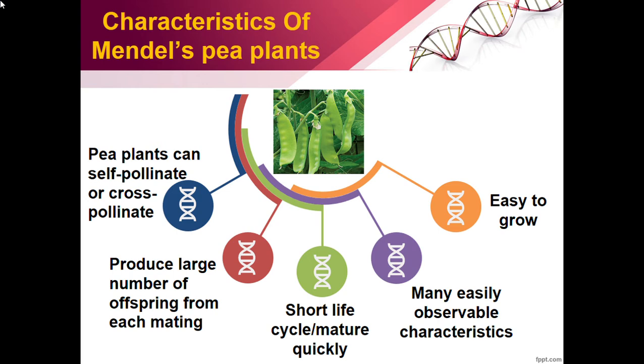Why did Mendel use pea plants in his experiment? There are a few characteristics of Mendel's pea plants: pea plants can self-pollinate or cross-pollinate, produce a large number of offspring from each mating, have a short life cycle or mature quickly, have many easily observable characteristics, and are easy to grow.